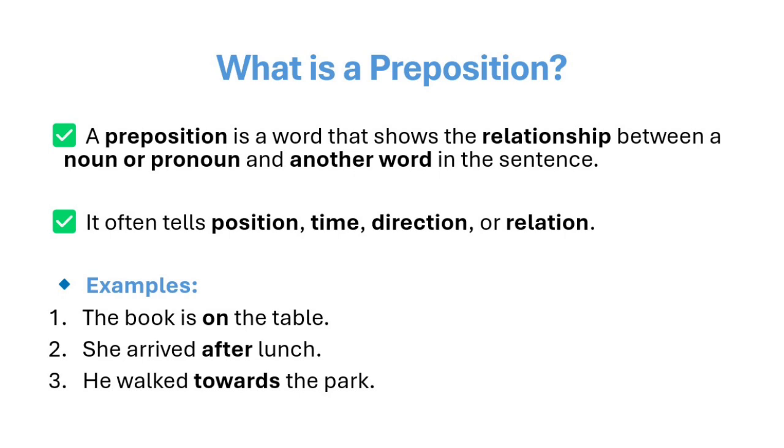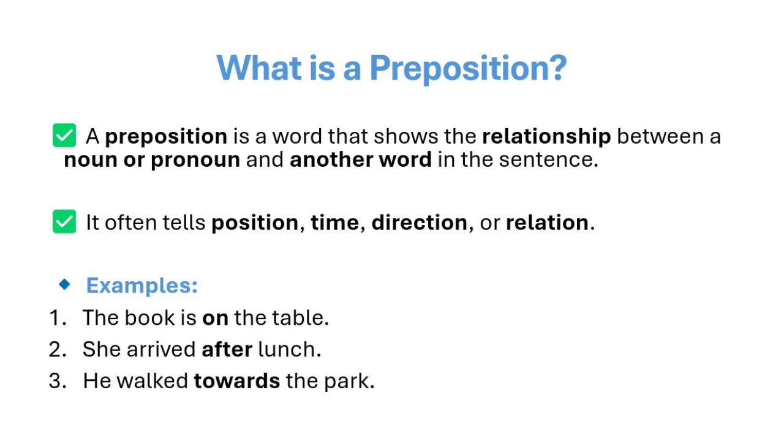See the first example, the book is on the table. Here, on is the preposition, and it is telling the position of the object. Now see the second sentence, she arrived after lunch. Here, it is about relation. It is telling the relation between she and lunch.